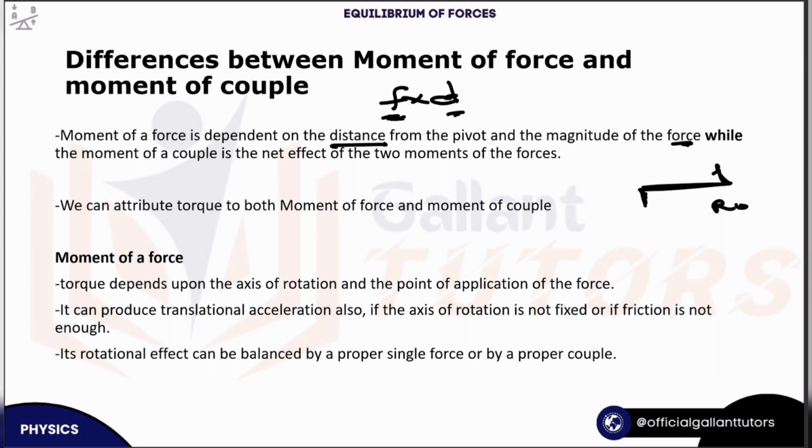Now, in moment of force, torque depends on the axis of rotation, right? It depends on the axis of rotation and the point of application. If I apply force at this point, I don't expect a moment of force. So it depends on the point of application of the force. It depends much on that because the distance matters, and the force also matters, right?